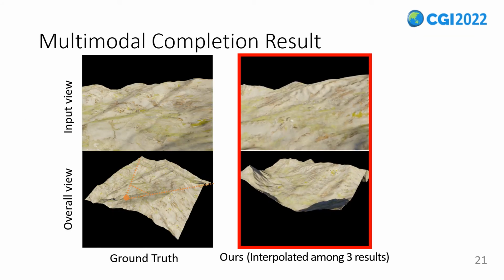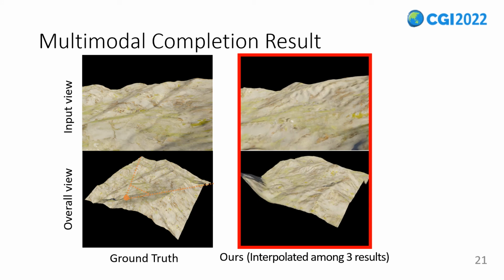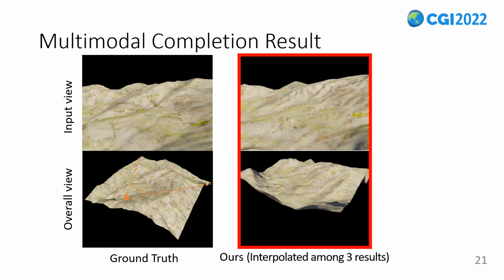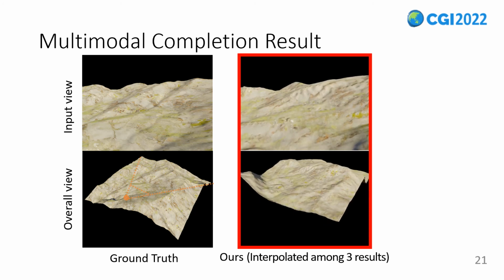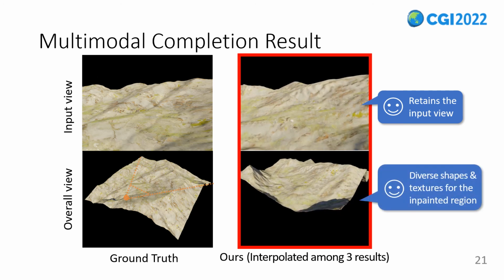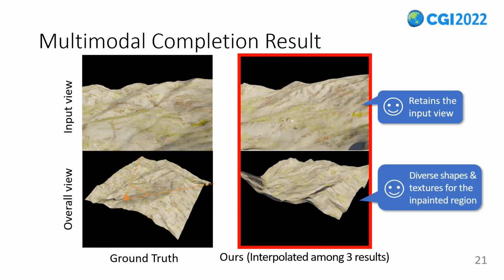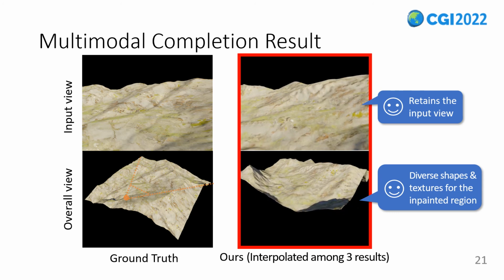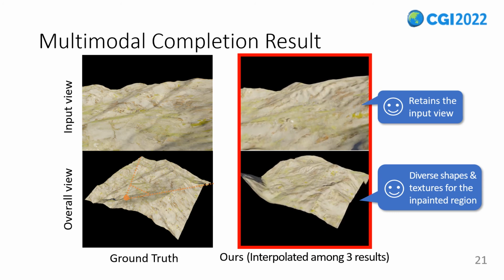This page demonstrates the multimodal result by the completion network in stage 3. As you can see, our result retains the input view, whereas in the overall view, the inpainted region exhibits diverse shapes and textures.